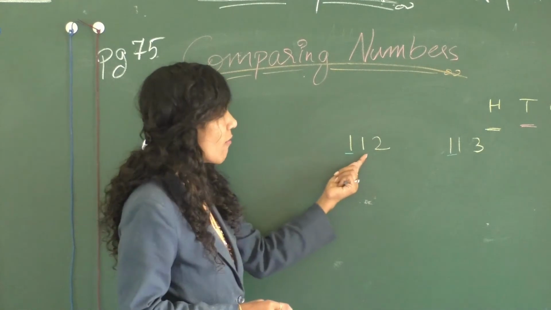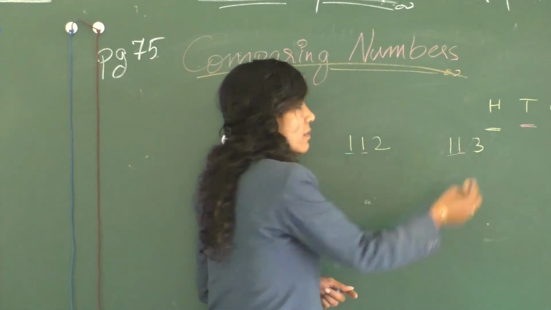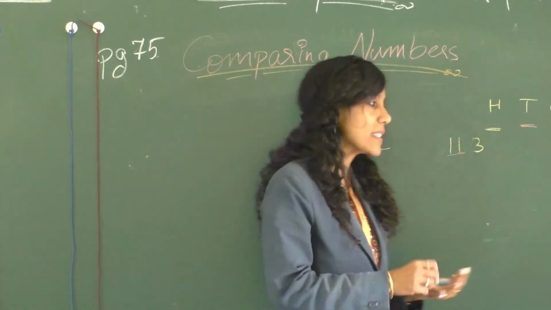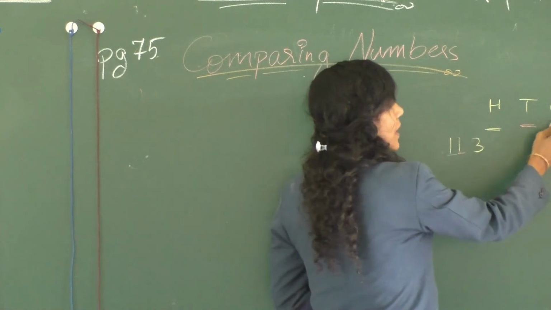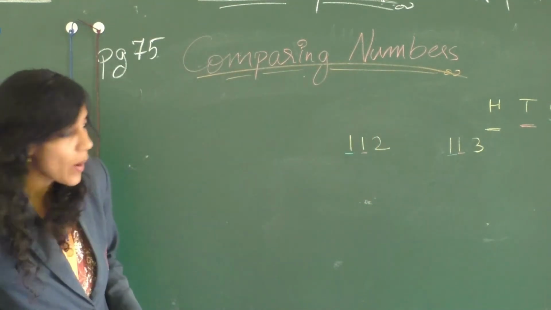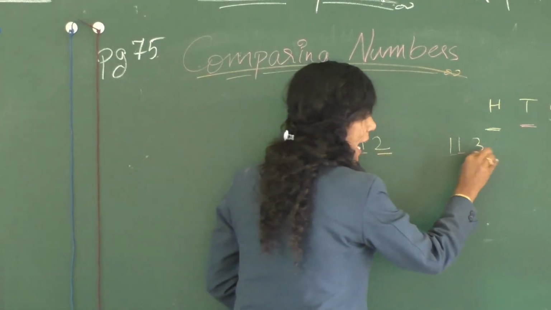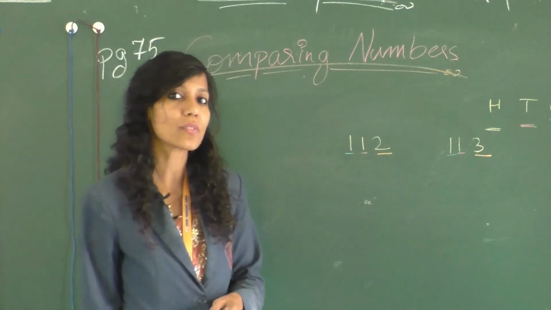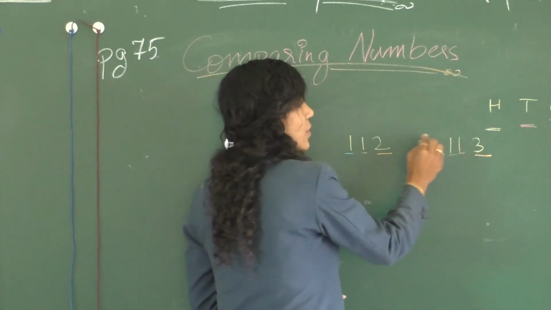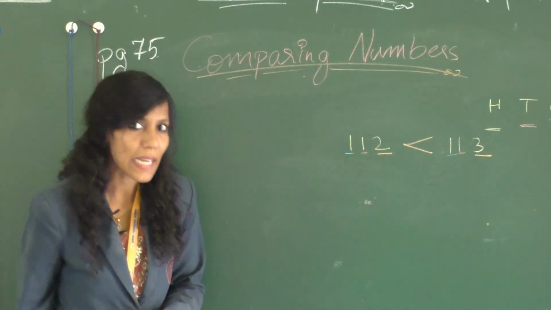Tens place 1, again 1. So now what do you do? Yes, you go to the ones place. We come this side, ones place. Now we'll compare ones position. We have 2, we have 3. Now which is big, 2 or 3? 3, yes, right, 3 is big. So here 112 is less than 113.